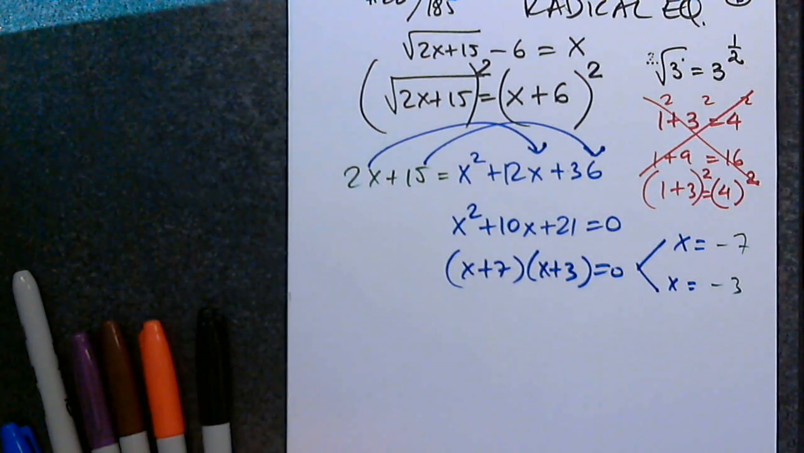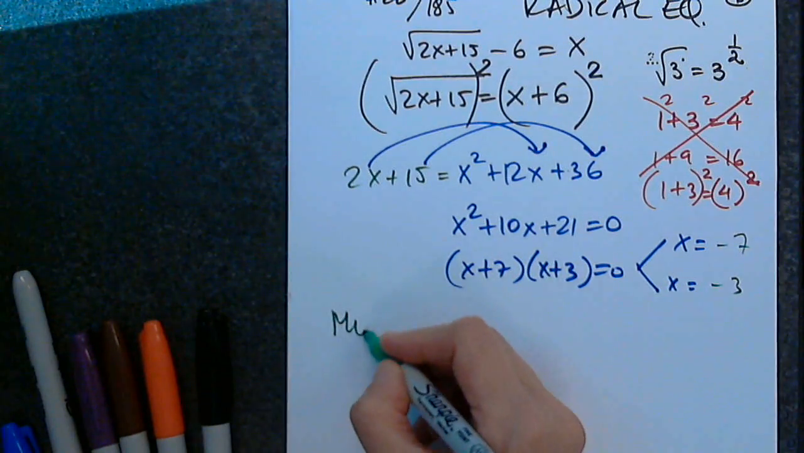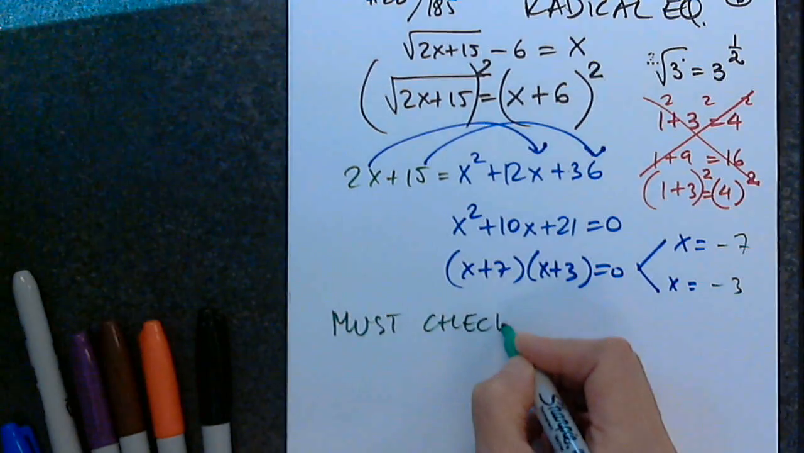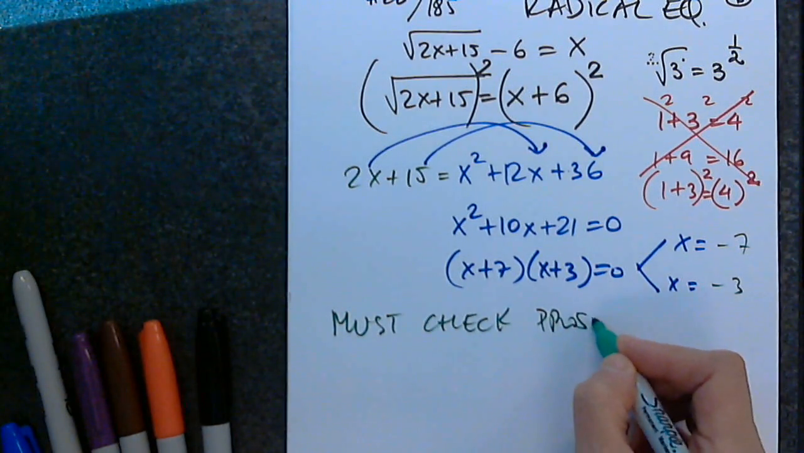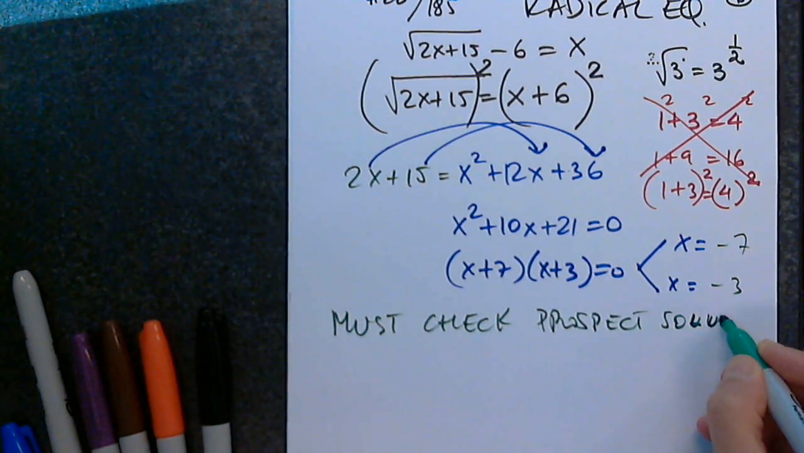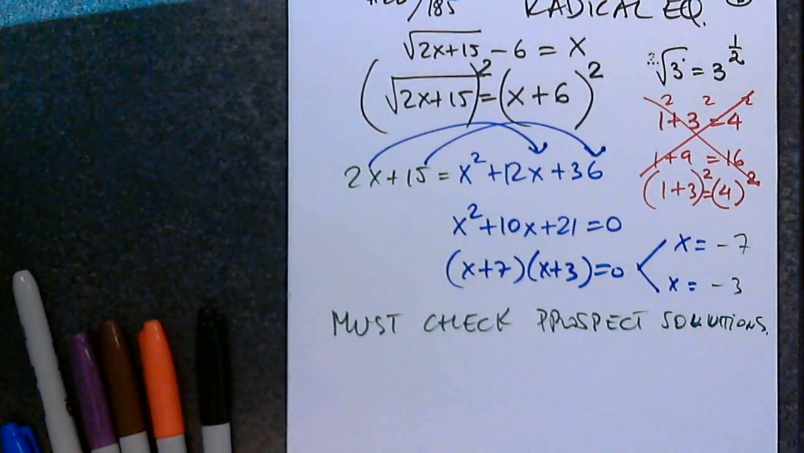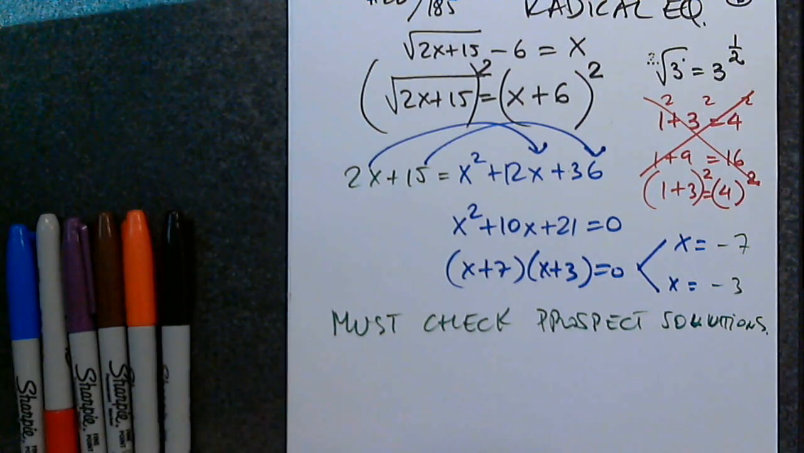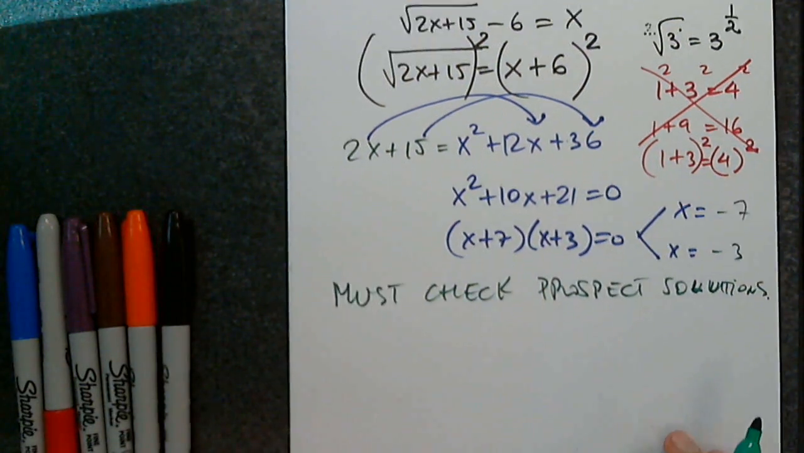Now, part of the problem, and there is no way around it, is that we must check for extraneous solutions. This is part of the problem, like stating restrictions for rational expressions. Okay? This is part of the problem. I have no choice. Okay, so I go back to the original problem.